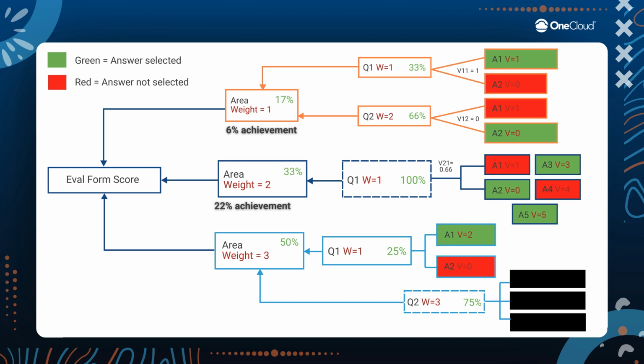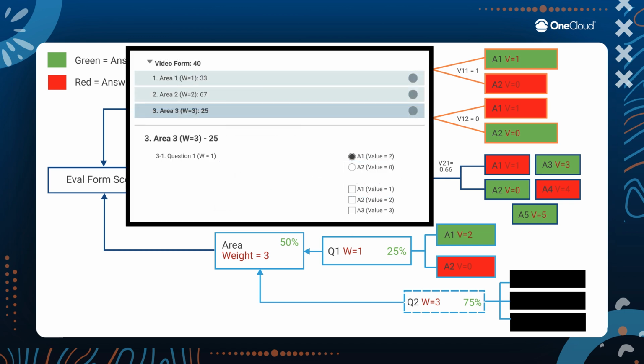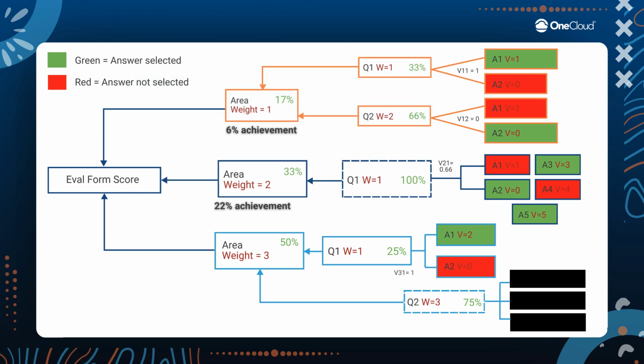The third area, by weight the most significant, contains both a single answer question and a multiple answer question. For the single answer question, we selected the first answer which had a value of 2, as opposed to the second answer which had a value of 0. Having achieved 100% of the value available in this question, V31 won 100%, or 1.